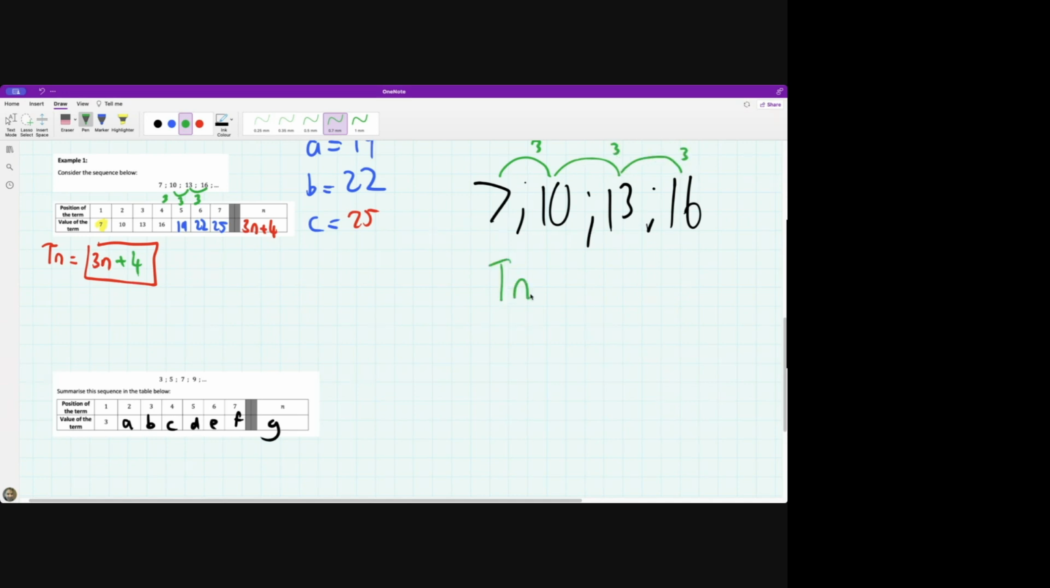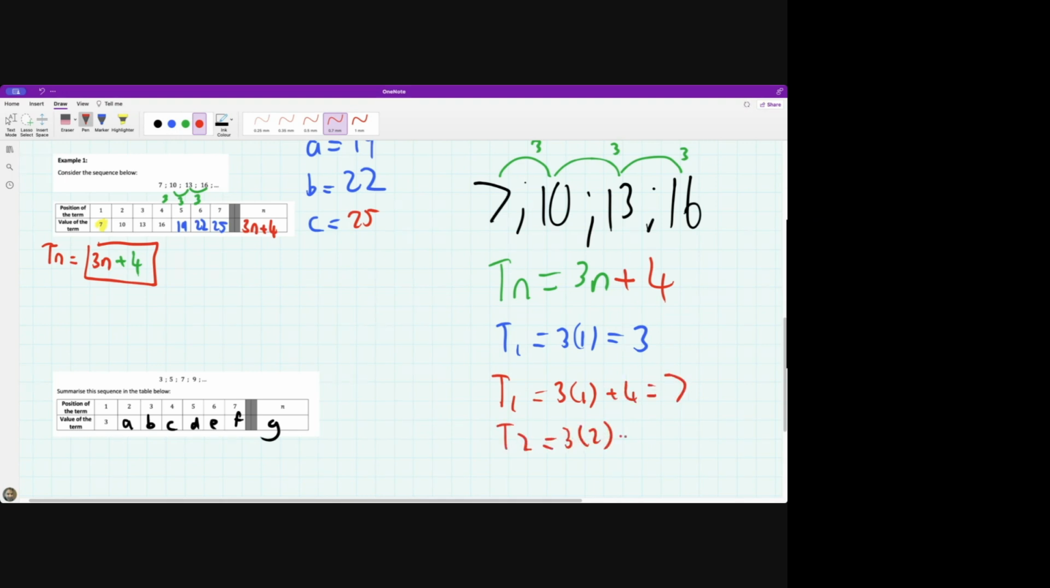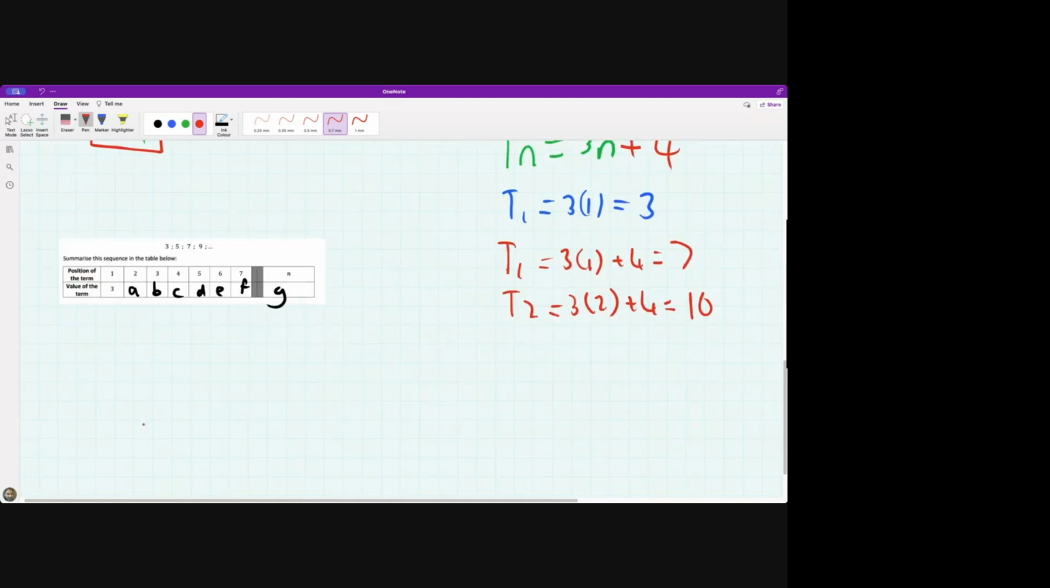Now, because it's going up in threes, we write this. But if I had to put a 1 in at this stage, I would only end up with 3 as my first term. But my first term is 7. So what do I need to do to get to 7? I have to go plus 4. And then you'll notice that if I go T1, I get to 7. But not only that, I also get the second term correct. Does that help, Peter? Fantastic. Thank you for your question.